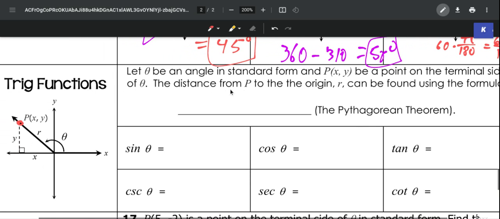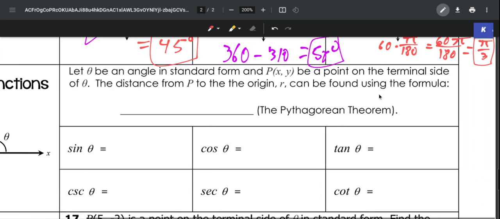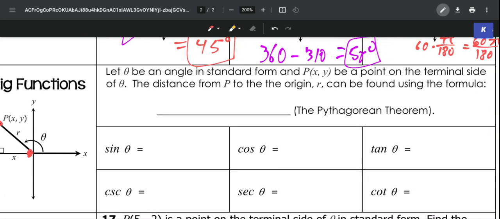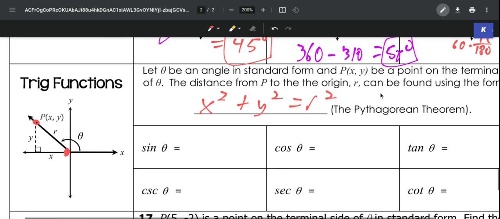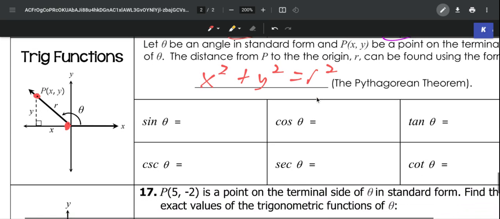The distance from that point to the origin, which is here, that distance, r, can be found using the Pythagorean theorem, except we're just going to change how it looks. Instead of saying a squared, we're going to say x squared. Instead of saying b squared, we're going to say y squared is equal to r squared. So x squared plus y squared, and then r is whatever we get after that.